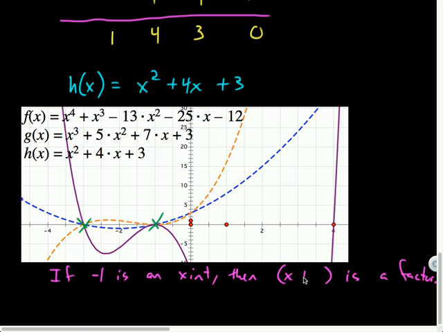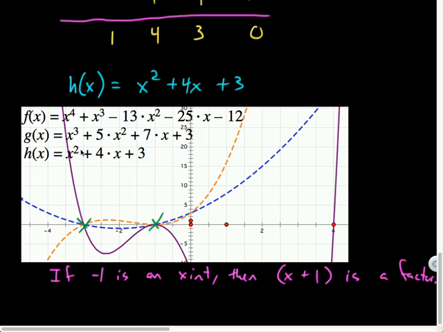Then x plus 1 is a factor, right? So let's divide h of x by x plus 1. All right, I'm going to let you guys just write that down real quick before I slide on over. So let's see, x squared plus 4x plus 3. Also, I just want to point out, I actually could find the factors of this without doing synthetic division and everything.